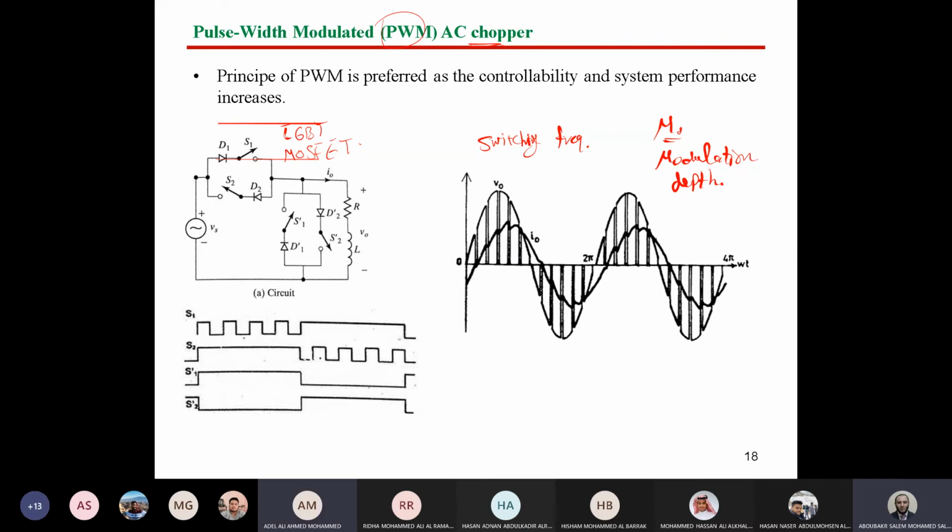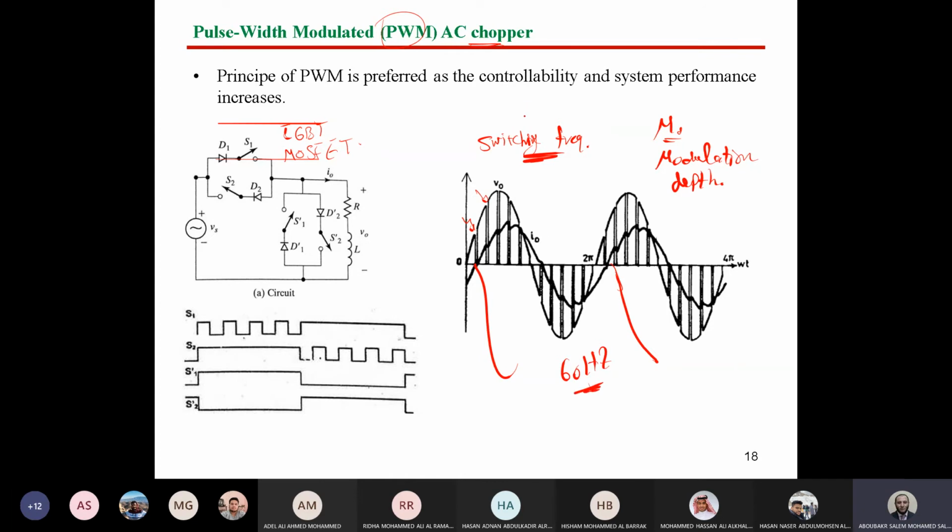Any question? The frequency will be set the same. Which frequency? In PWM converters, we have 2 frequencies: the output frequency, which should be the same as the motor's, for instance 60 hertz, and the switching frequency, which represents the number of pulses per second. So we have switching frequency and output frequency.